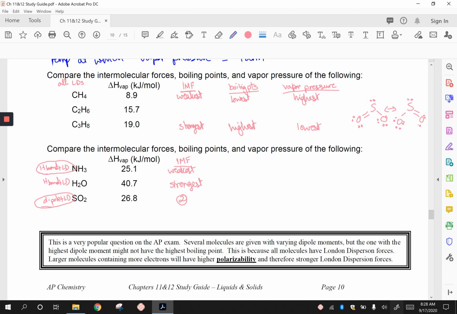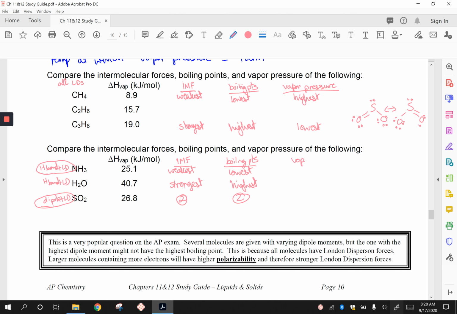Now, you wouldn't know that. So if you're not given data, you'd say, oh, NH3 is hydrogen bonding, that's stronger than dipole. But if you are given data, you got to do what the data tells you. So you got to do it that way. So based on the intermolecular forces, then we can do boiling points. So boiling points, the one that has the strongest intermolecular forces, that's going to be the highest. This one's going to be in the middle, and this one is going to be the lowest.